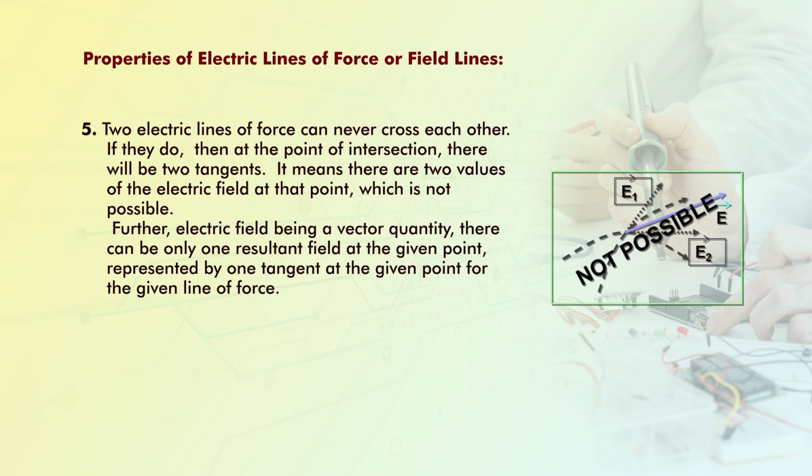Further, electric field being a vector quantity, there can be only one resultant field at a given point, represented by one tangent at a given point for the given lines of force. The next property is that electric lines of force can pass through an insulator. An insulator can permit the passage of electric field lines.